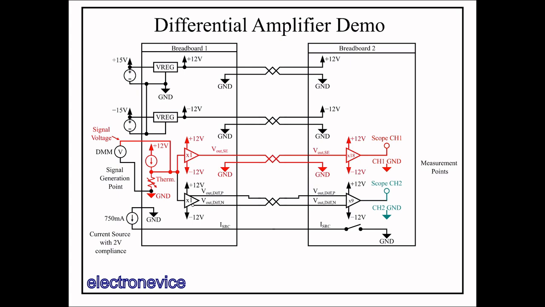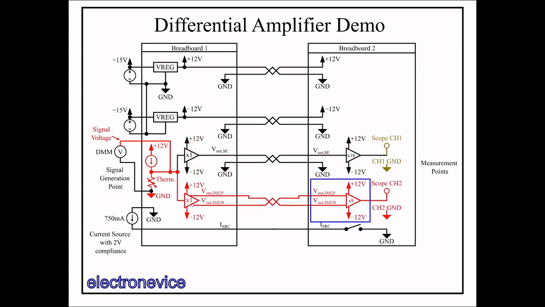This voltage is then buffered by a unity gain buffer op-amp circuit, then transferred to breadboard 2 with ground over a twisted pair. The resulting single-ended signal on breadboard 2 is then amplified by a factor of 18 with a non-inverting amplifier before being connected to oscilloscope channel 1. This is the single-ended path.